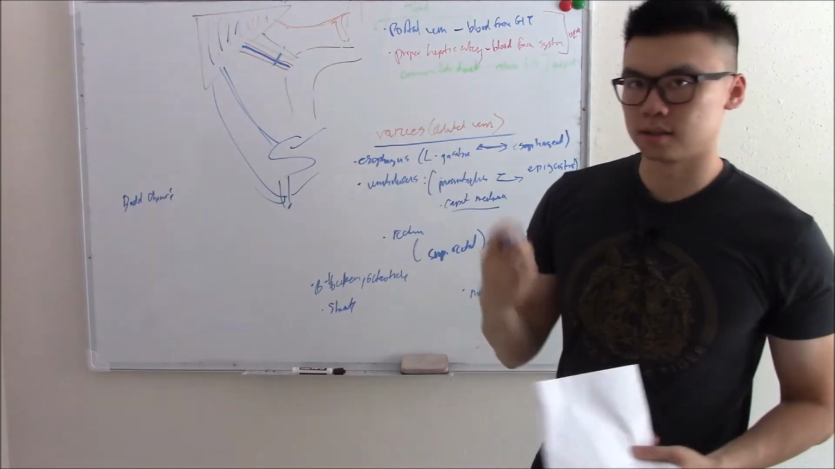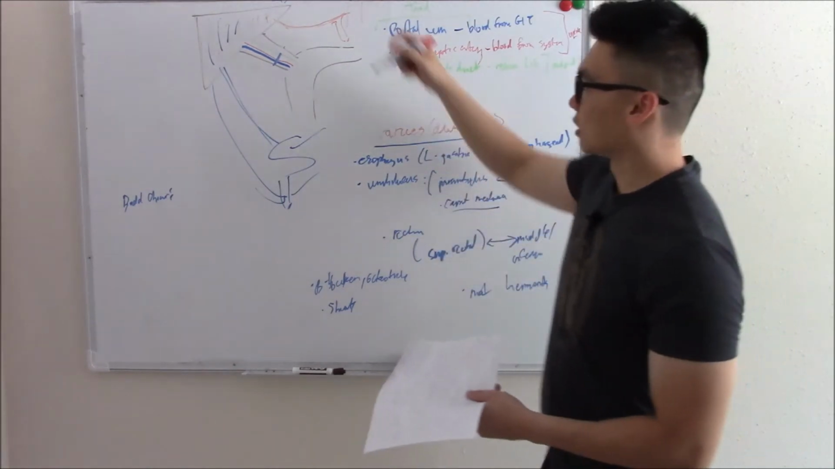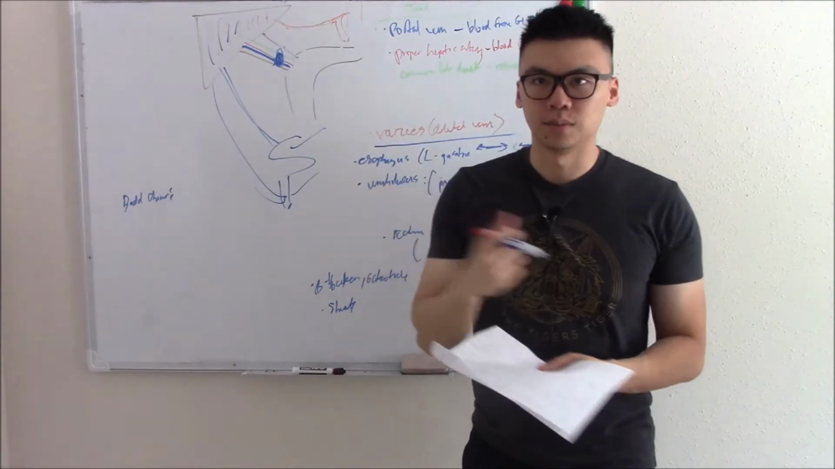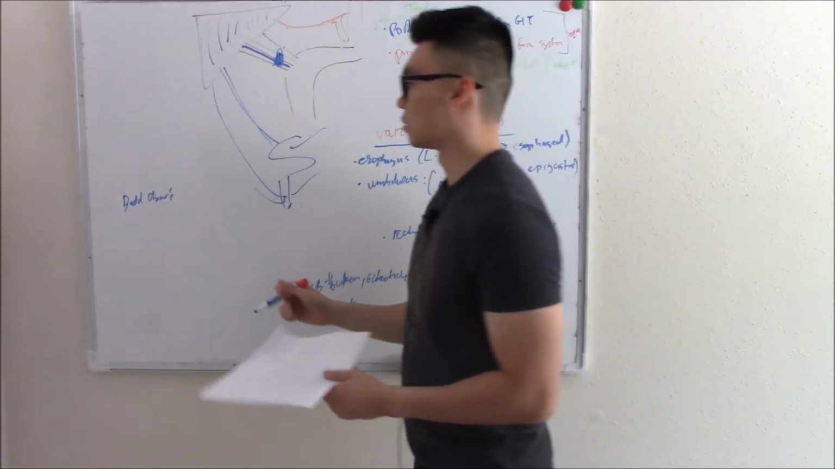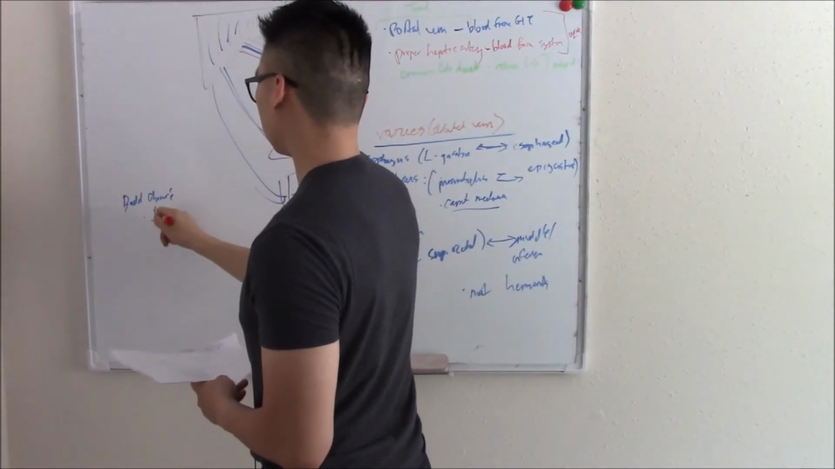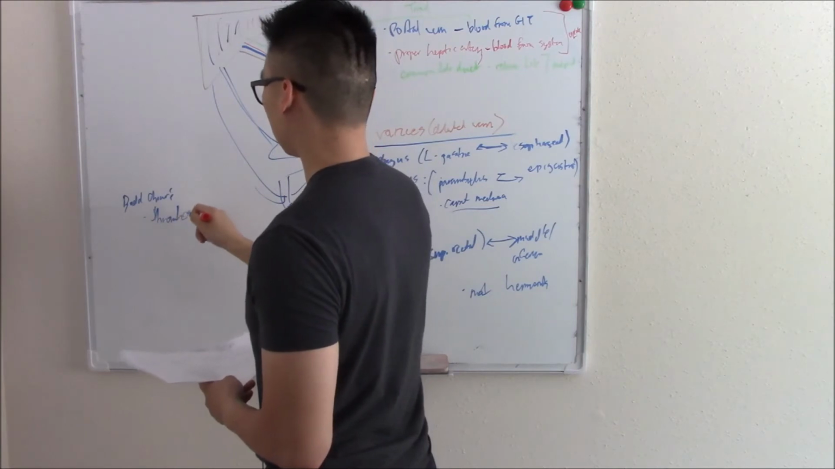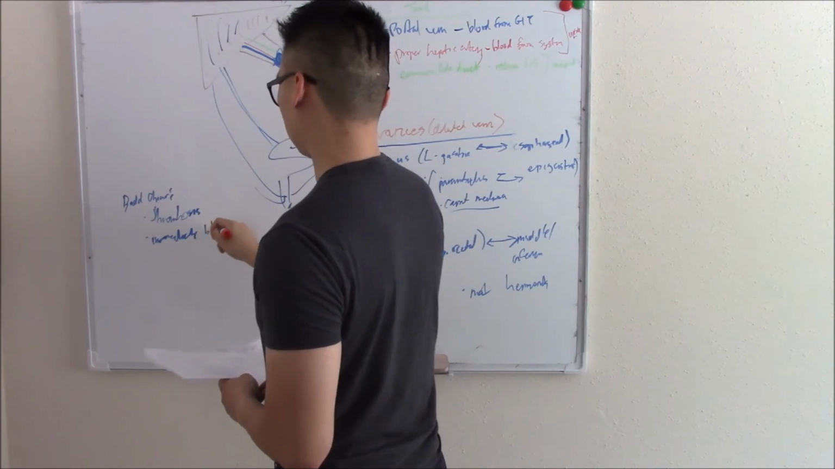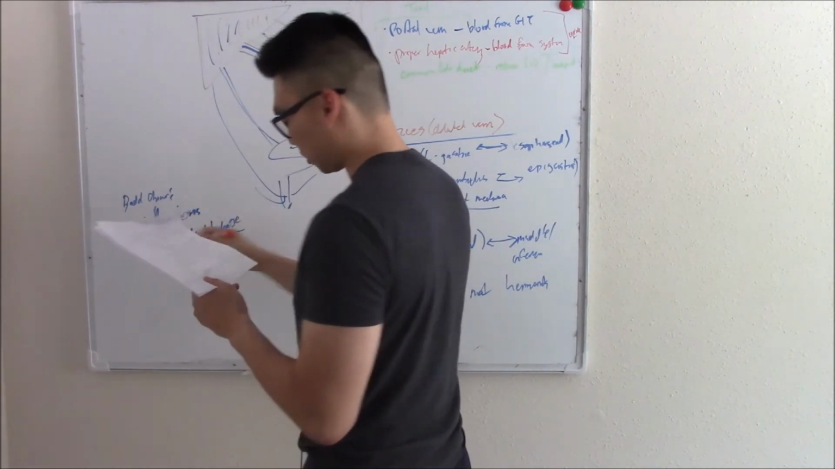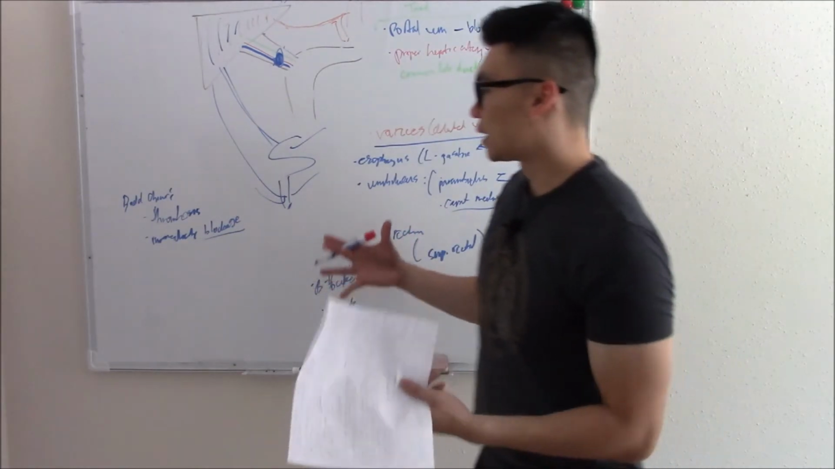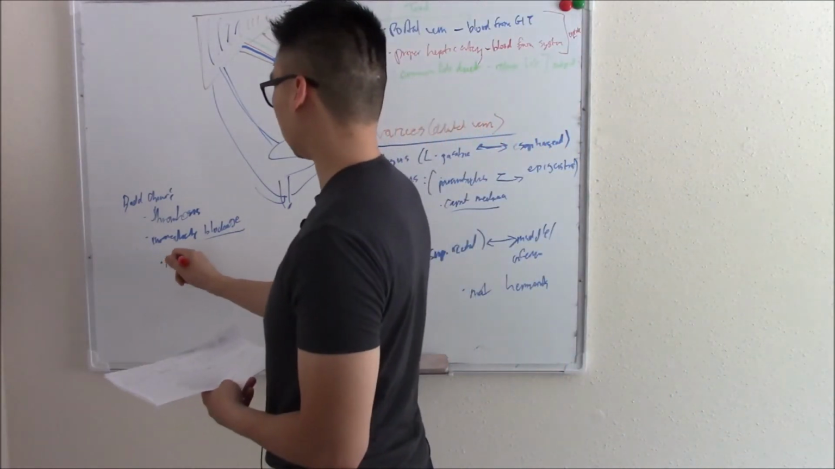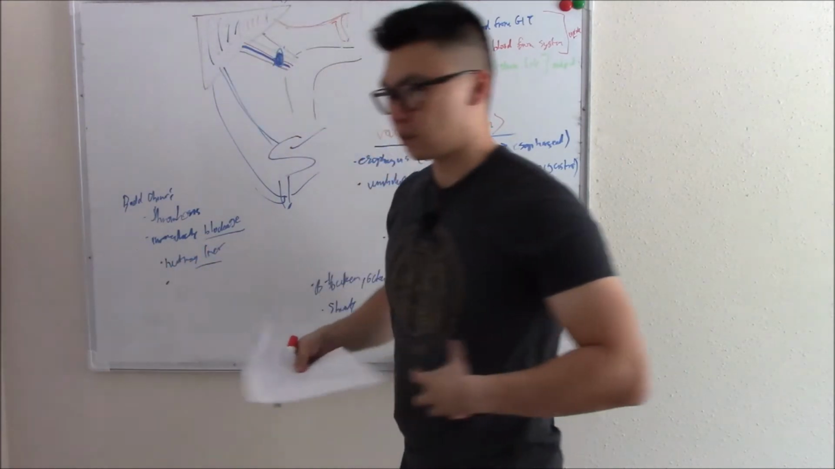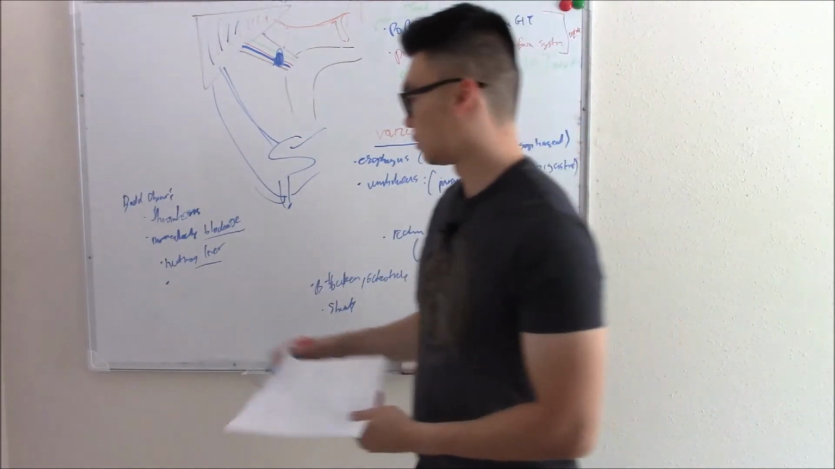Budd-Chiari is when you have thrombosis of some sort of vessel to the liver. So let's say there's a thrombosis right here. Well, that's going to cause an immediate blockage of blood supply. All that blood is going to congest your liver. You're going to have nutmeg liver. You're going to have those varices. You're just going to have dilated veins all over the place.